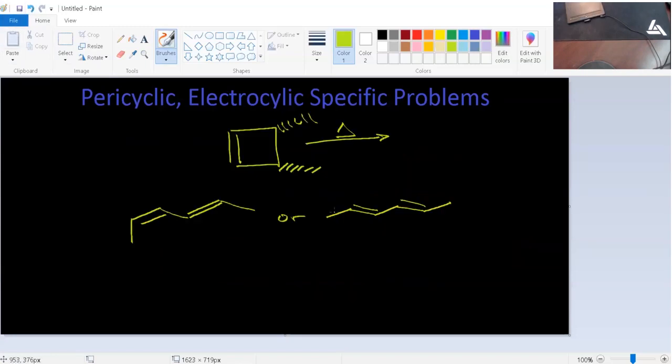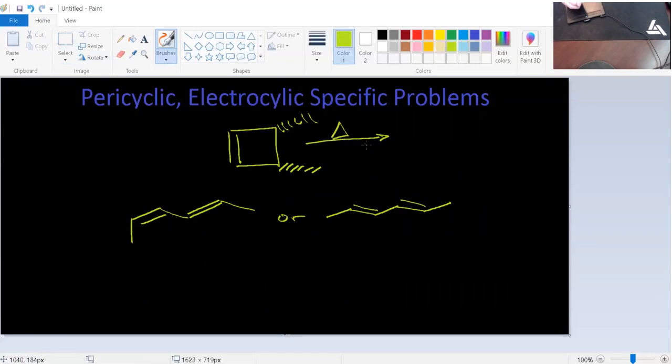Okay, so it's a little bit different problem. If the problem asked to take the cyclobutane and heat it up, would you get more of this isomer or would you get more of this isomer? So go ahead and try to figure that out.